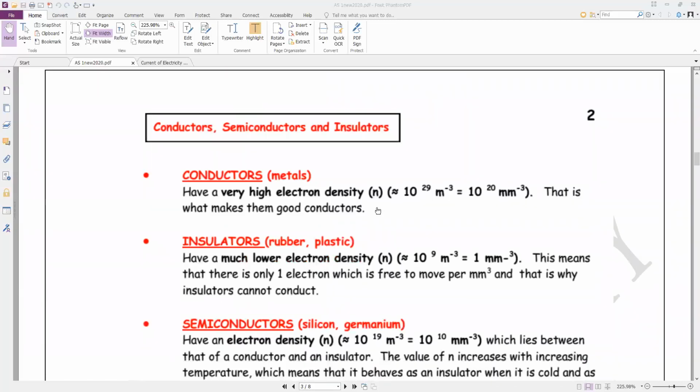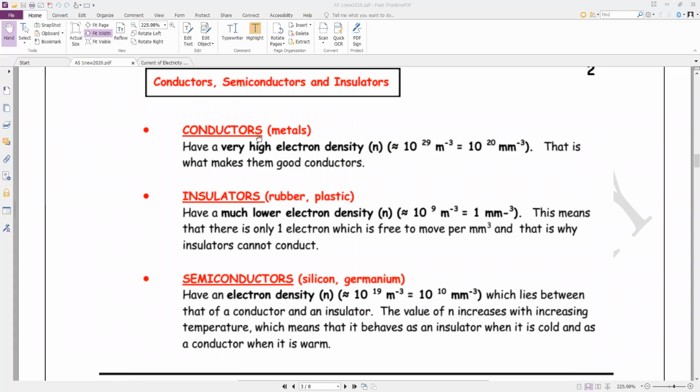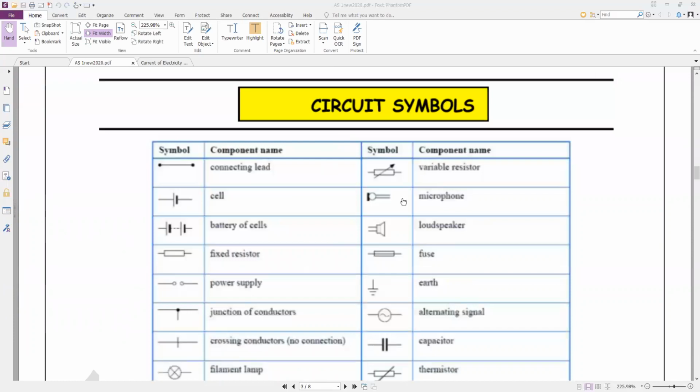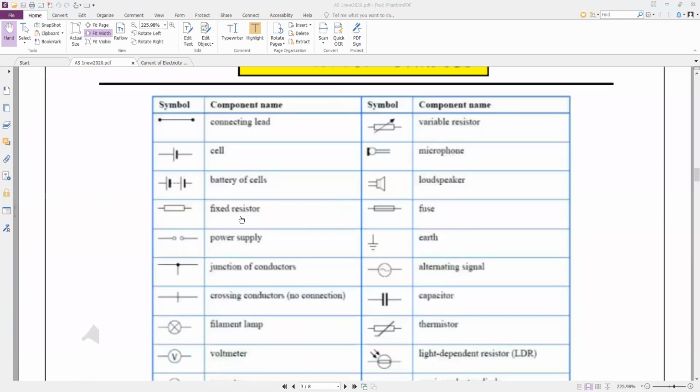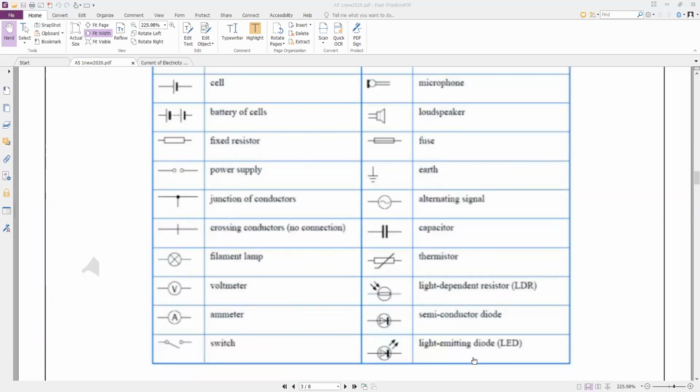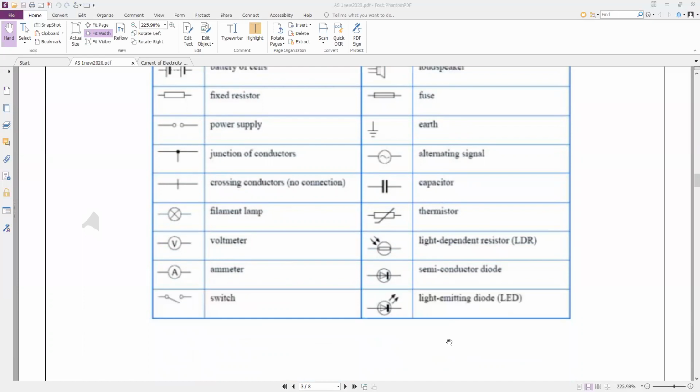Okay, matter is divided into three things: conductors, insulators, and semiconductors. Examples of conductors are metals, insulators are rubber or plastic, and semiconductors are silicon and germanium. The difference is high electron density versus lower electron density. And this chart is about circuit symbols. We know the symbols and names, from connecting lead and variable resistors to semiconductors and light emitting diode symbols.